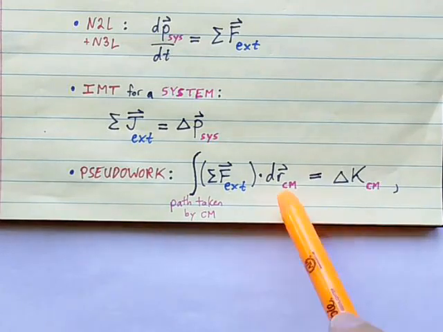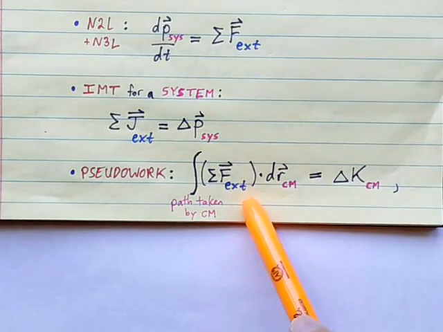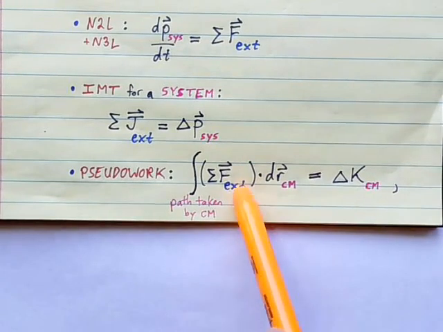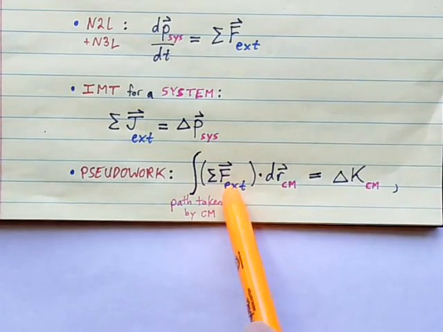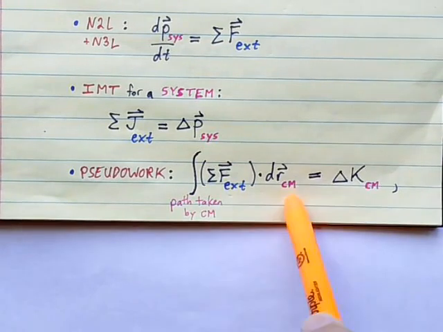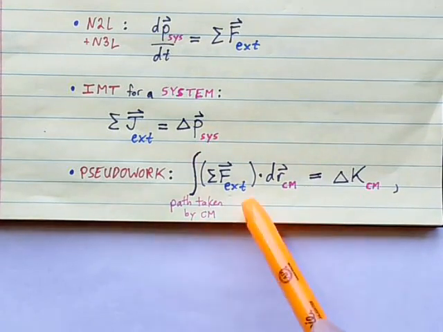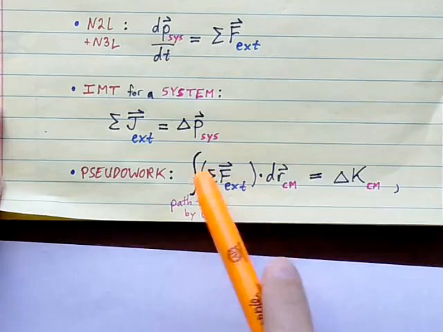But the whole point here is that these forces, this net external force in general, does not act at the center of mass. This is acting at all kinds of other points around the system. That's why this isn't a real work. These forces aren't actually acting at this point. Nevertheless, we can perform this integral, and it turns out to be equal to the change in this quantity. We call this integral the pseudo work.